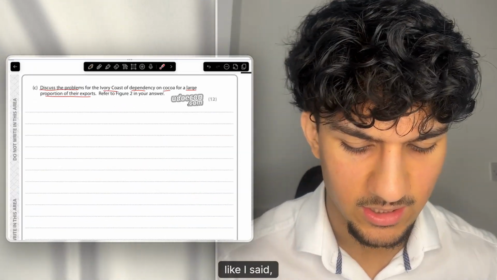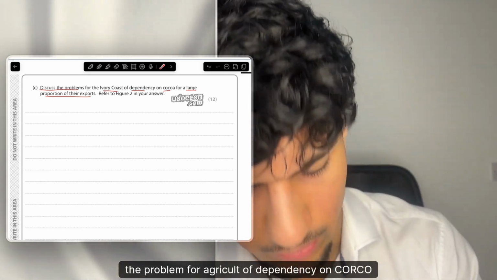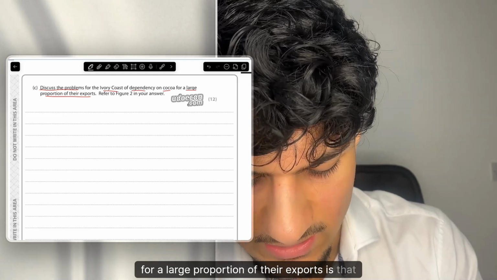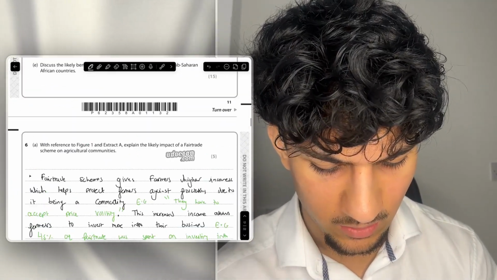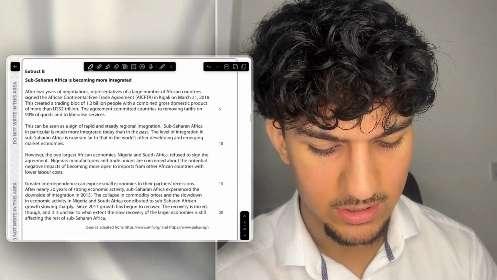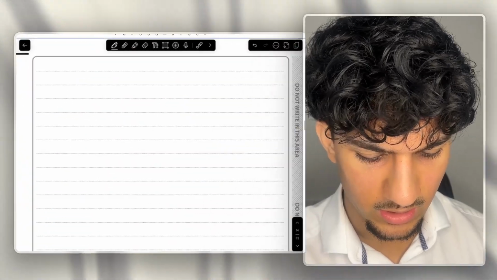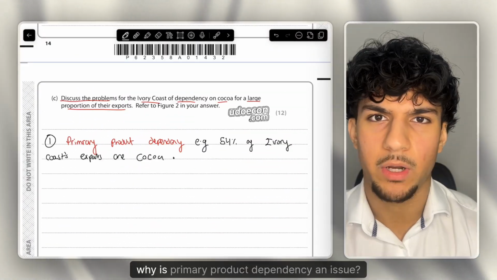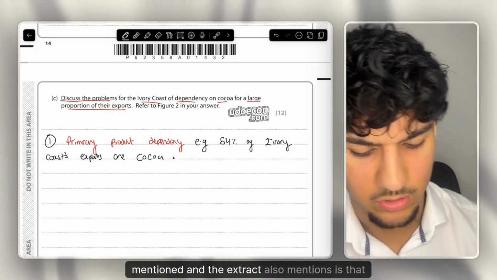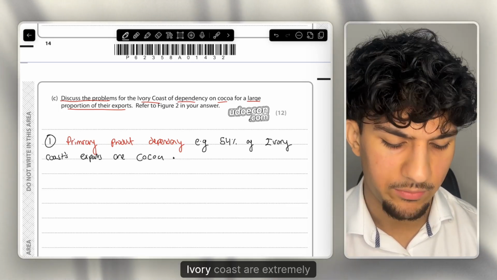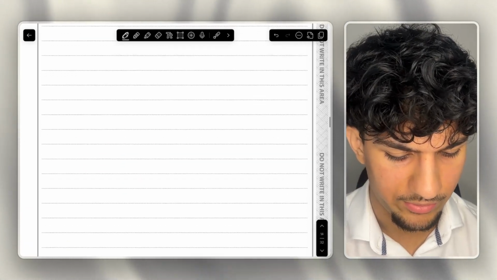So first thing first, like I said, I want to pretty much say the problem for Ivory Coast of dependency on cocoa for a large proportion of their exports is that it leads to primary product dependency. And like we said, the extract says 54% of Ivory Coast's exports are cocoa and associated things. Okay, but now, why is primary product dependency an issue? This therefore means that, as the extract also mentions, Ivory Coast are extremely exposed to price fluctuations of cocoa.